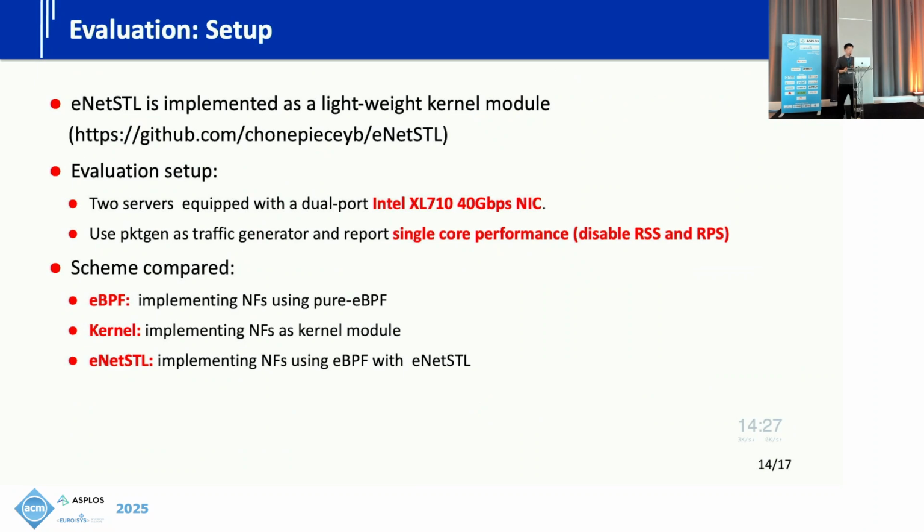We implement eNetSTL as a single lightweight kernel module without any kernel modifications. All the source code of eNetSTL and use cases has been open sourced on GitHub. For evaluation, we use 2 servers, each equipped with a dual-port Intel XL710 NIC. One server is used as the traffic generator, and the other is the device under test where we deploy the network functions. We report the single-core performance by disabling RSS and RPS. We evaluate 8 network functions with their core components implemented with pure eBPF, the in-kernel one, and eNetSTL.